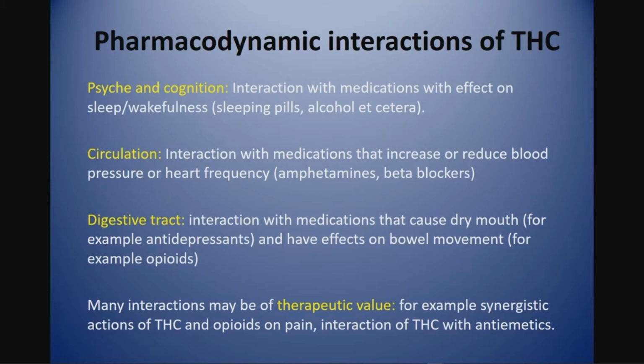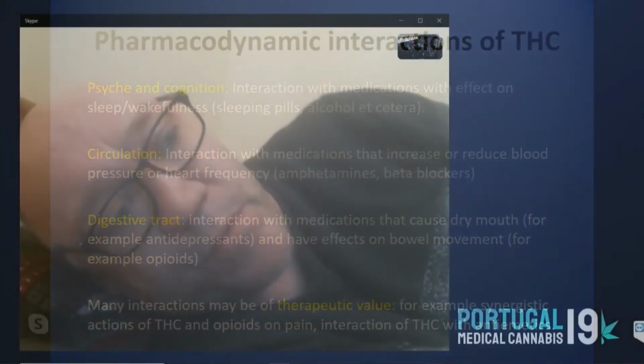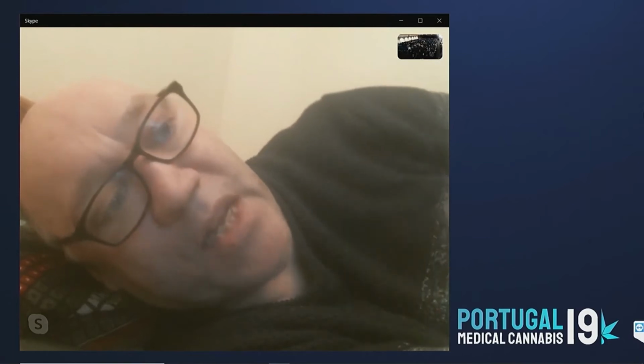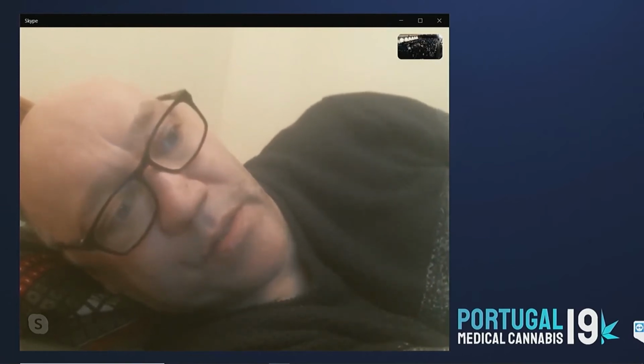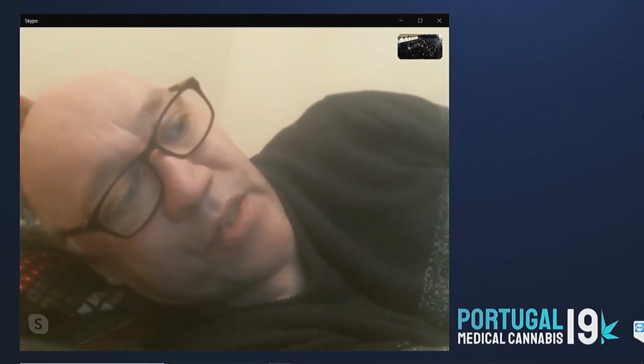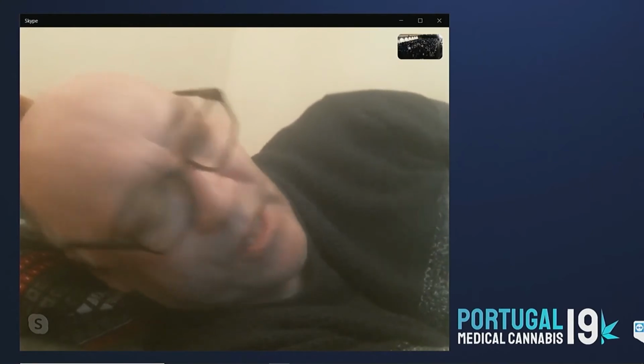If you give THC together with amphetamines, heart rate may increase because amphetamines might increase heart rate as well. So there may be wanted interactions on circulation and unwanted interactions. Just think about what effect THC and CBD have, and what the other medications do. What do they do on psyche, cognition, circulation? This is rather logical.